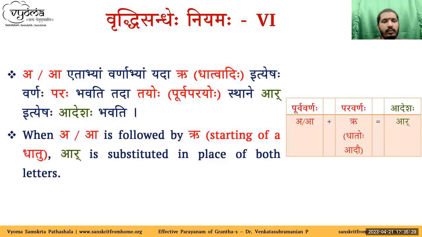When a or aa is followed by rikara, which is the starting letter of a dhatu, then we get the adesha ār, which substitutes both the Purvarna and Paravarna.